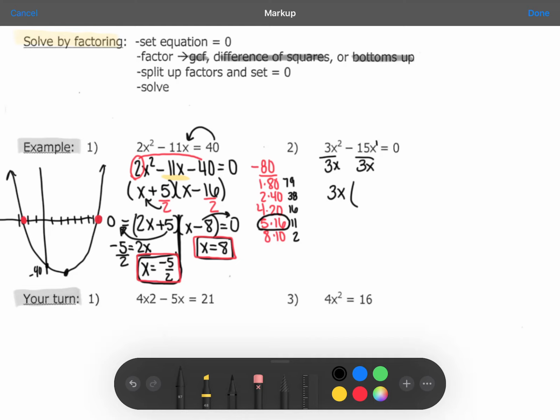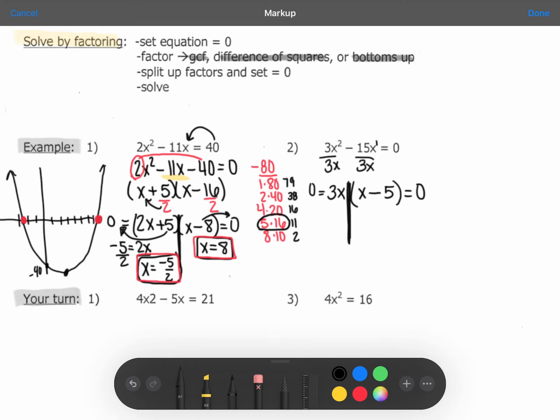3x squared divided by 3x is x. Minus 15x divided by 3x is 5. All right, so I'm done factoring. The next step is to split up factors and set equal to 0. So here I only have one set of parentheses, but you still draw your line where the parentheses start. Set each side equal to 0 and solve.